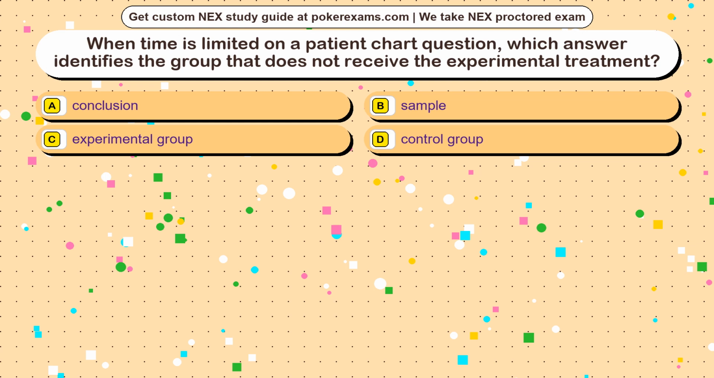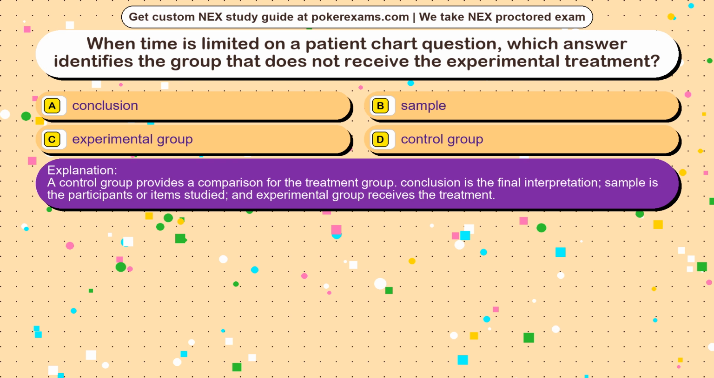The correct answer is option D. A control group provides a comparison for the treatment group. Conclusion is the final interpretation, sample is the participants or items studied, and experimental group receives the treatment.